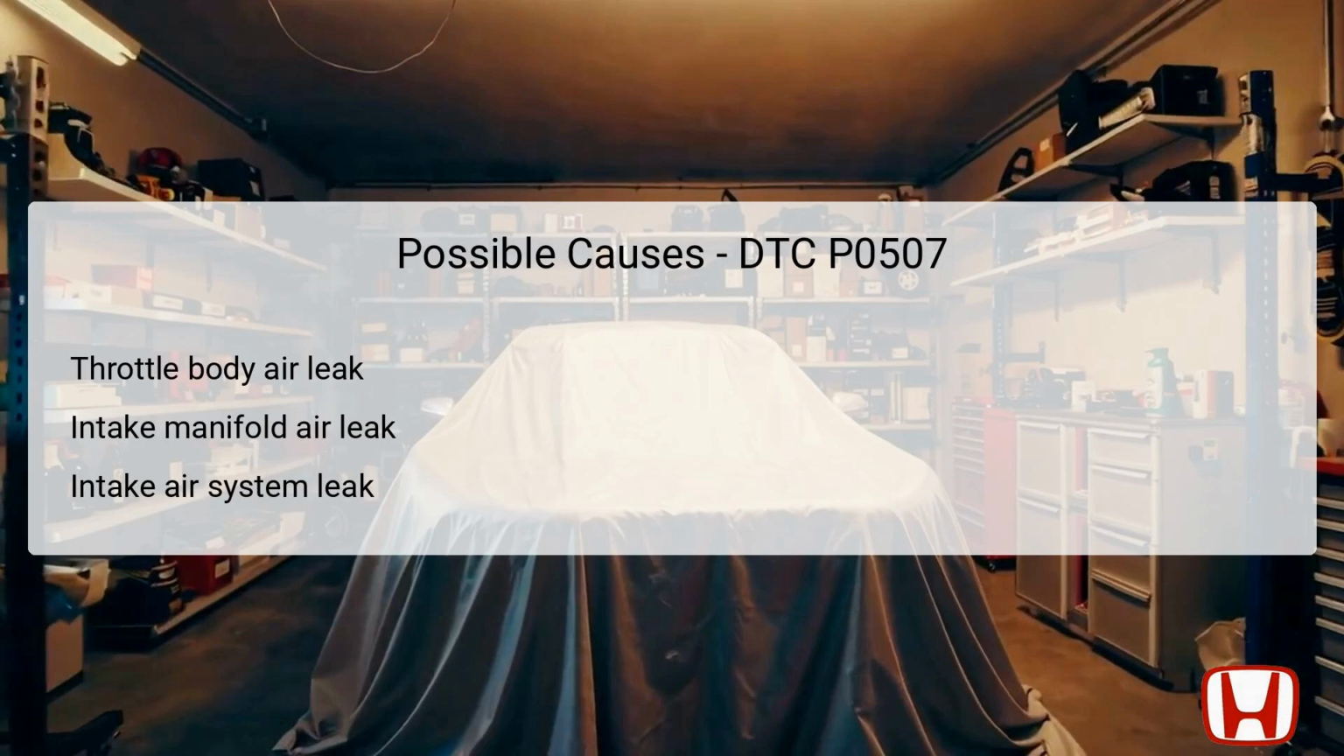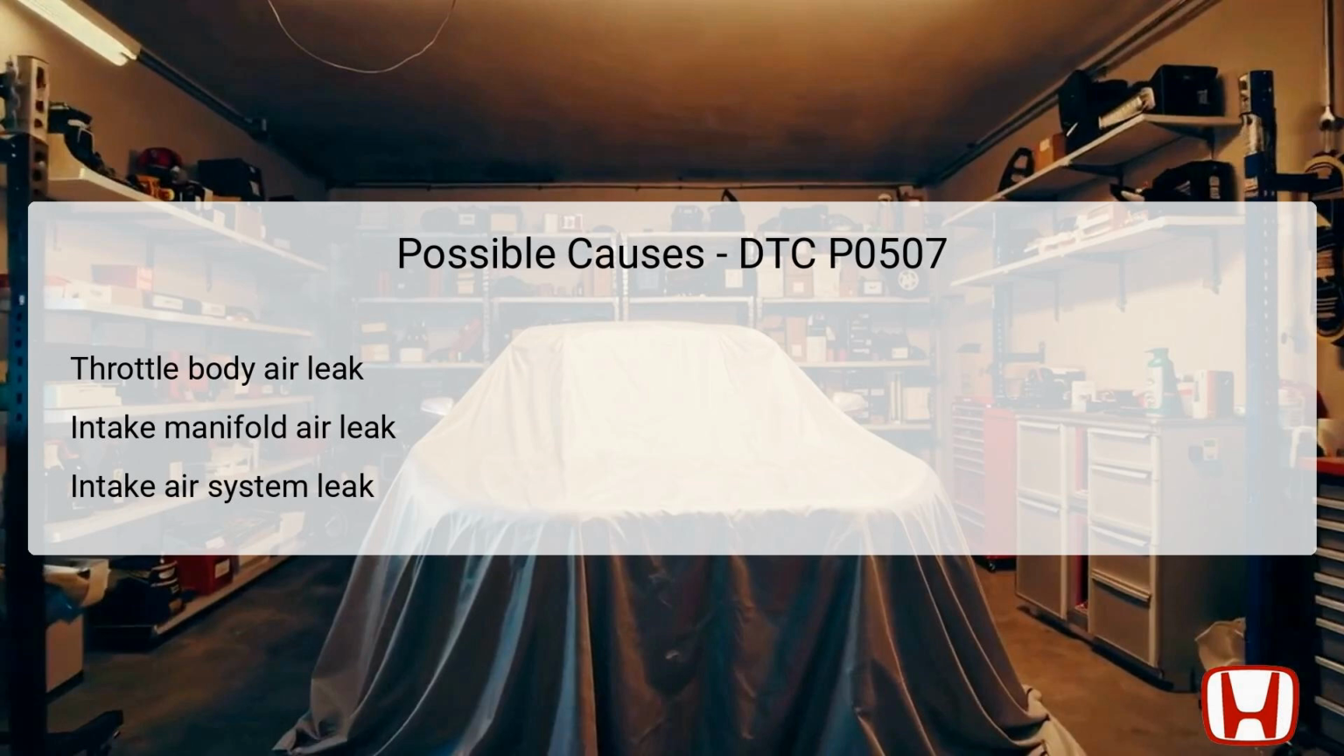Several potential causes can lead to the occurrence of the P0507 DTC. One common cause is a throttle body air leak, which could result from damaged seals or improper connection, thereby causing excess air to enter the engine, resulting in higher RPM. Another possible factor could be an intake manifold air leak. This happens when there is a fault in the manifold gasket or cracks in the manifold itself, again, allowing air to bypass the throttle control.